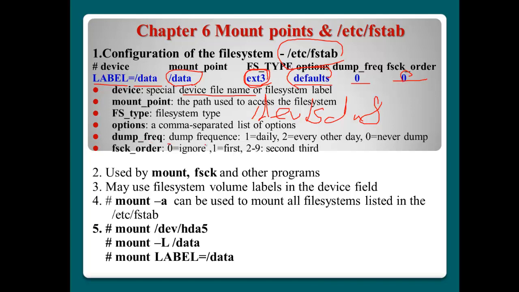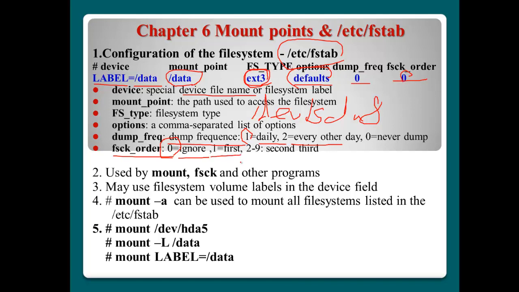Dump frequency: if we set the number to one, it means daily. Number two means every other day. Zero means never dump. Here, dump means writing this partition's information to the hard disk or other devices. And the fsck here means file system checking. Normally the Linux system can check the file system at boot time. So if we set 0, it means don't check the file system. And one means first.